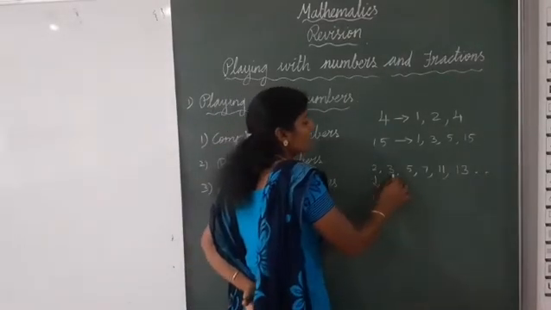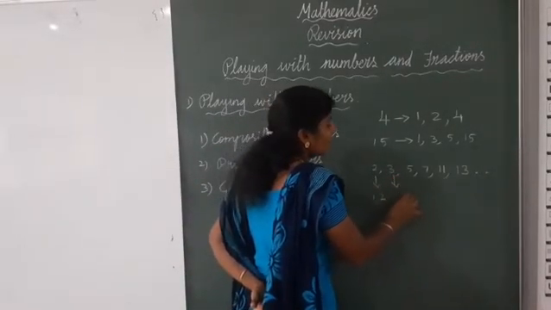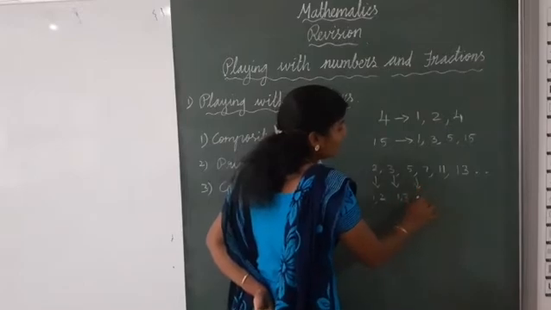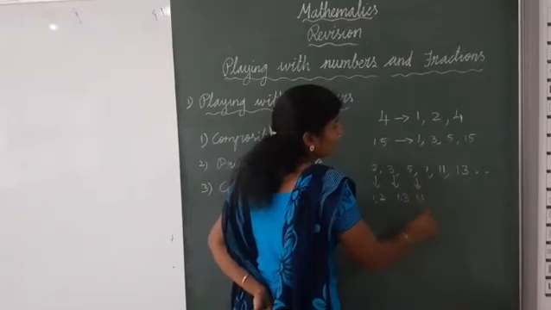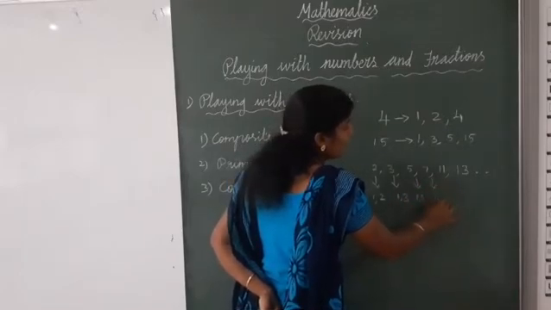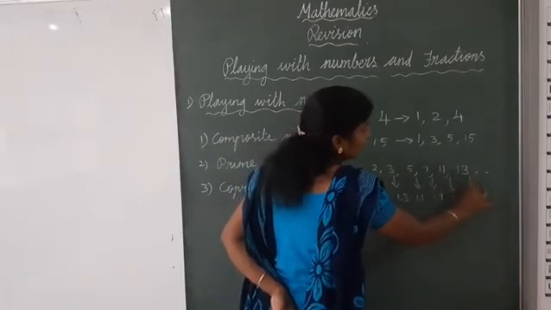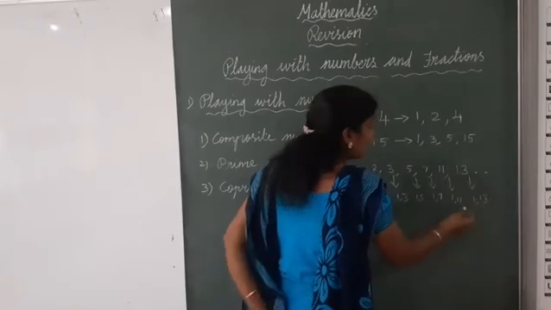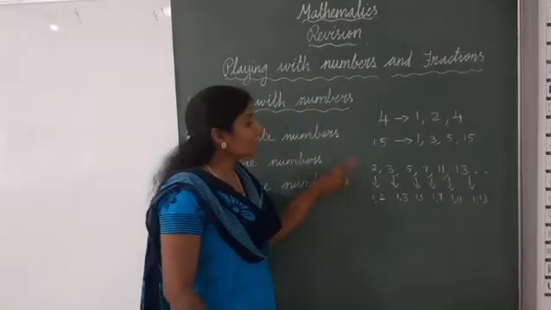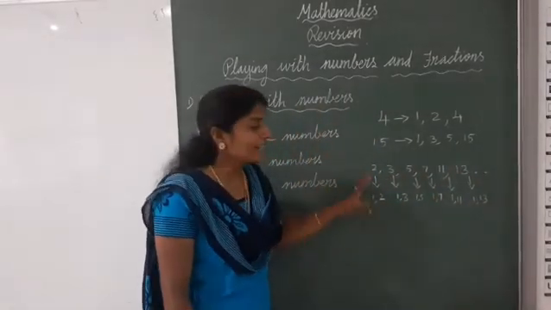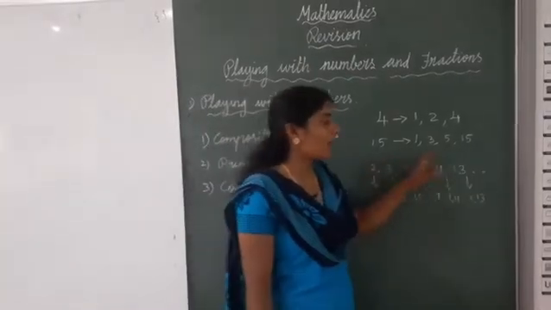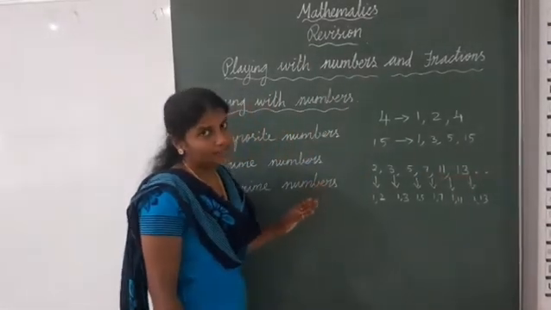Then 3 also. 3, what are the factors? 1 and 3. Then 5, what are the factors? 1 and 5. Then 7, 1 and 7. 11, 1 and 11. Then 13, also 1 and 13. 1 and that number itself. Only 2 factors, exactly 2 factors. So these numbers are called prime numbers.